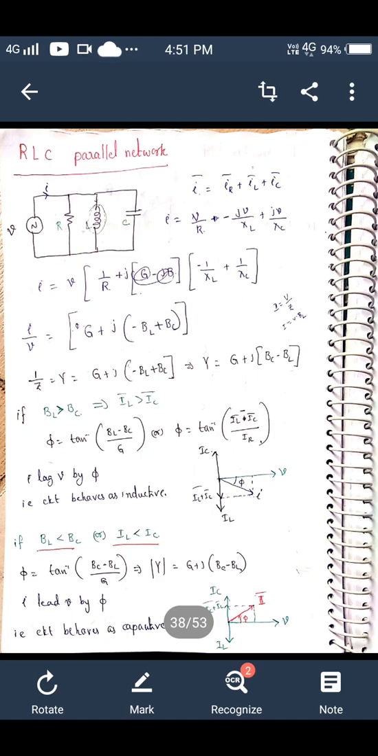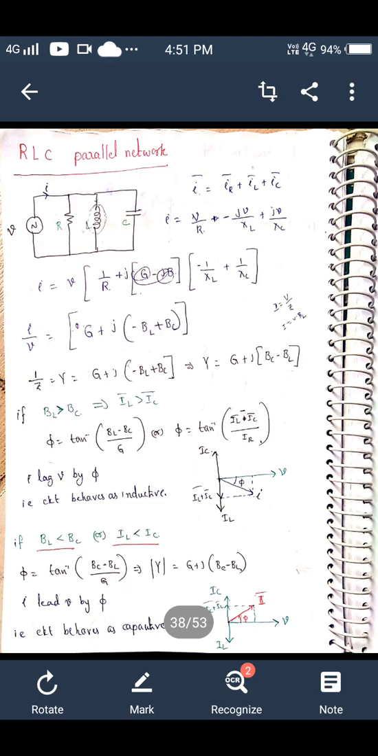If BL is more than BC, it means XL is less than XC. XL being less means more current will flow, so inductor behavior is strong here. More current will flow in the inductor, then the vector moves towards IL. The resultant current moves towards IL. This you can say the nature of the network is lagging.